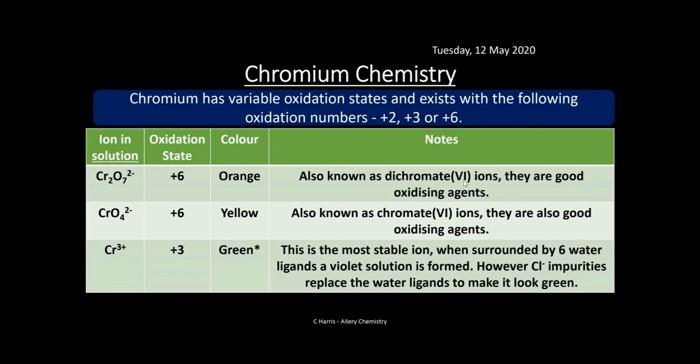The next one is chromium 3+. Chromium 3+ has a +3 charge. It is green, so a green compound is formed. This is the most stable ion when it's surrounded by 6 water ligands. Remember seeing the complexes before. When it's surrounded by these 6 water ligands, a violet solution is formed. Remember that with that funny one at the end. But you have Cl- impurities that replace the water ligands, and it makes it look green. So in theory it is violet, but we observe it as green because of the chloride impurities that you find in water as well.